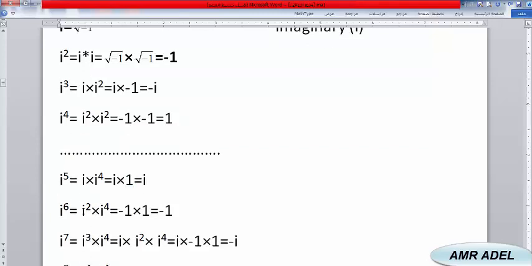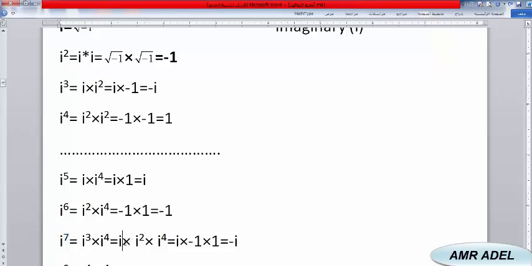Okay, look at this. I power of 6 is I power of 2 multiply I power of 4. I power of 2 from here is minus 1. And I power of 4 is 1 from here, as we know from before. Now minus 1 multiply 1 is what? Negative 1.